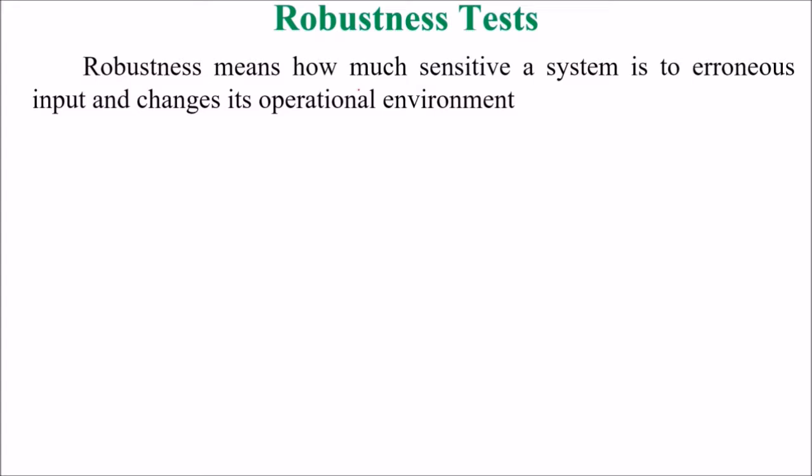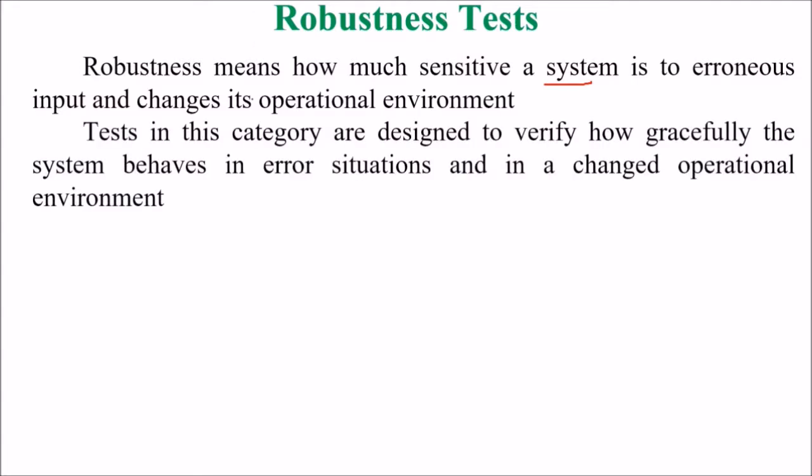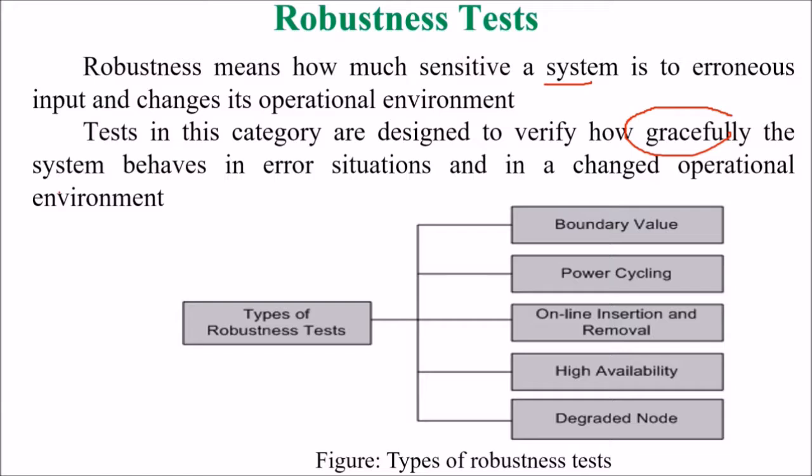Robustness test. Robustness means how sensitive the system is to erroneous input and changes in the operational environment. So tests in this category are designed to verify how gracefully the system behaves in any error situation and in any changed or modified operational environment. These are the types of robustness tests we apply: boundary value, power cycling, online insertion and removal, high availability, and degraded mode.